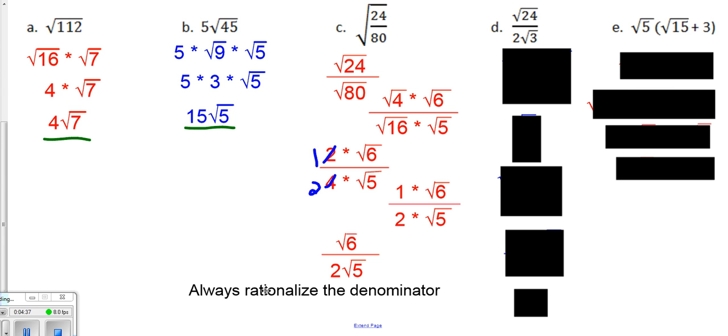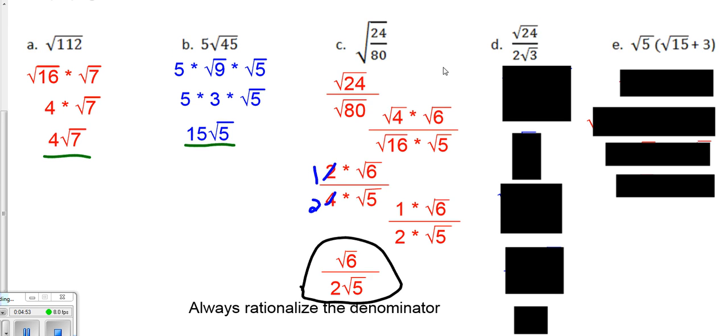Now in the end, you always want to rationalize the denominator, but we won't do that on this example. I just want you to circle it and make note that we still need to rationalize this denominator, and that'll be an example on a different list. Let's look at this one.